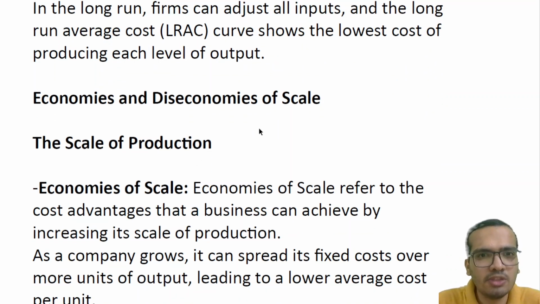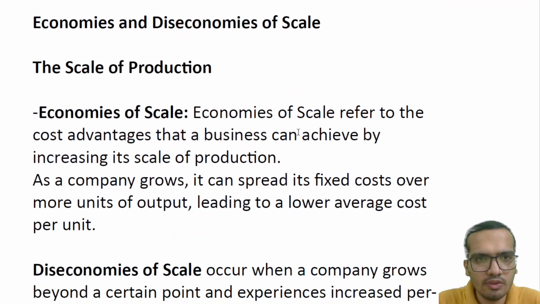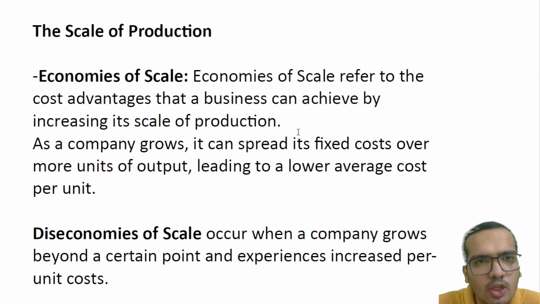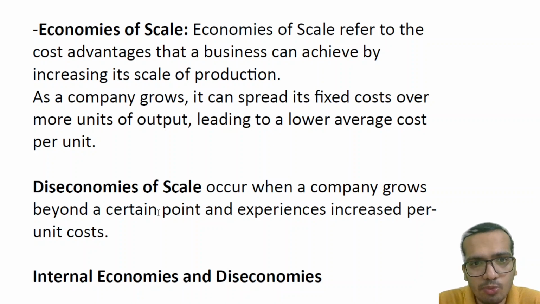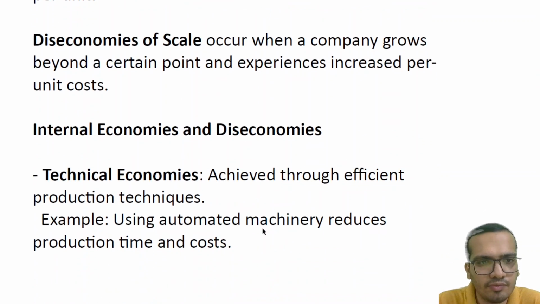Then comes economies and diseconomies of scale. It is part of the scale of production. Economies of scale refers to the cost advantage that a business can achieve by increasing its scale of production. As the company grows, it can spread its fixed cost over more units of output, leading to a lower average cost per unit. Then comes diseconomies of scale. It occurs when a company grows beyond a certain point and experiences increased per unit cost. So the cost will be increasing instead of decreasing.